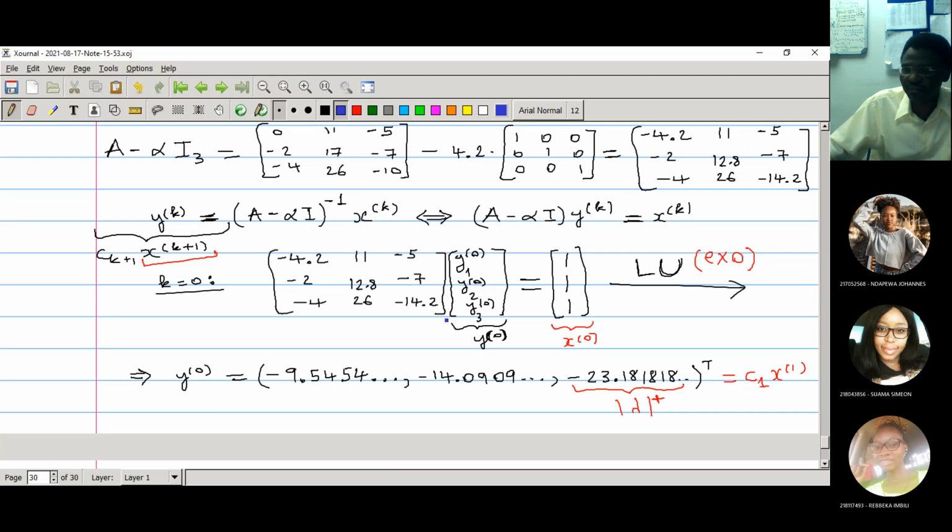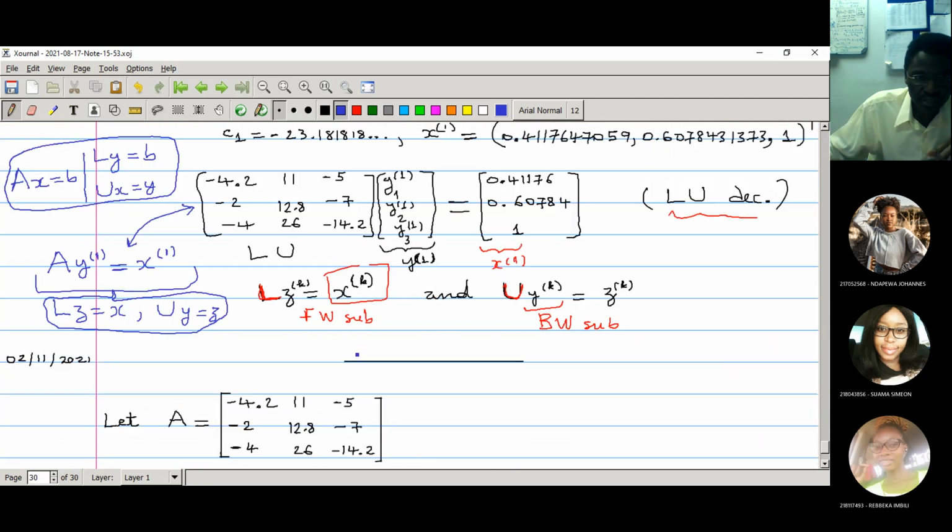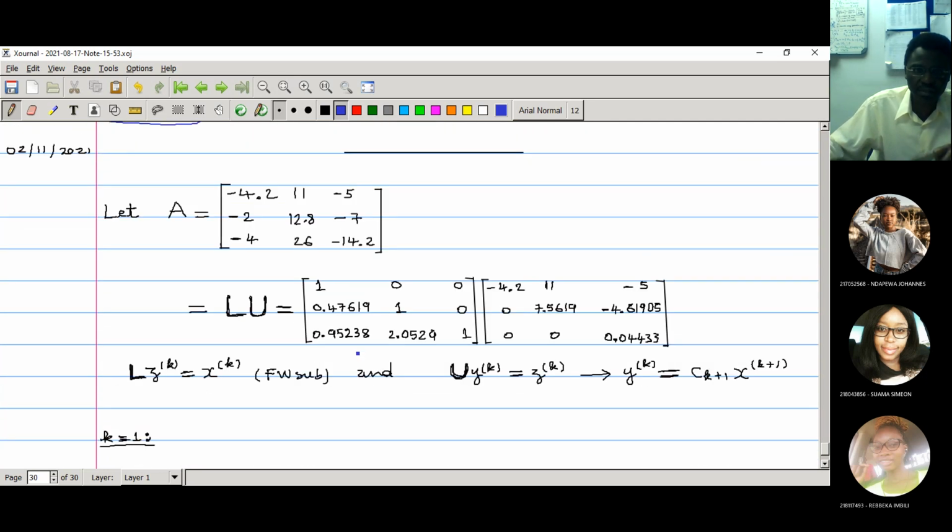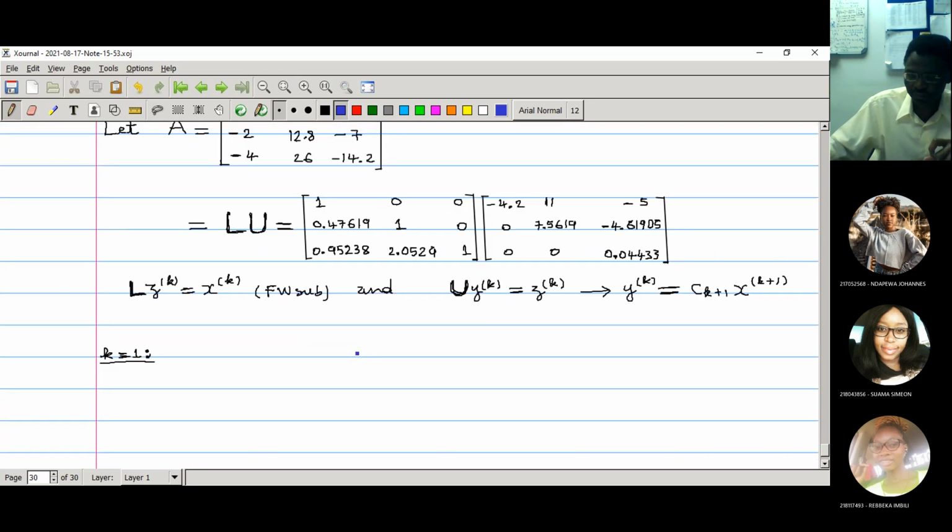Now, we will perform the same thing but using the LU decomposition, of course, because even this one, you're supposed to get the LU decomposition first before performing forward substitution, backward substitution, forward, and so forth. Once you have your LU decomposition, you can perform as many iterations as you want, provided your sequence converges, and then you stop. So in this case, this is our LU decomposition. That's what we'll be using.